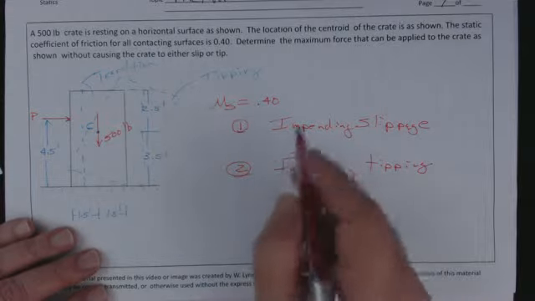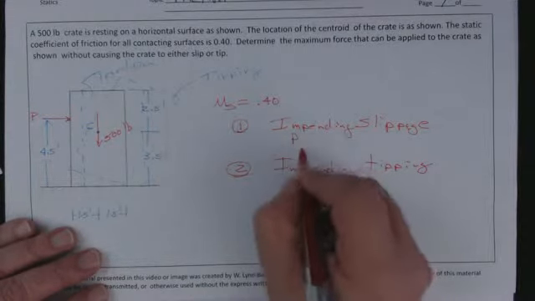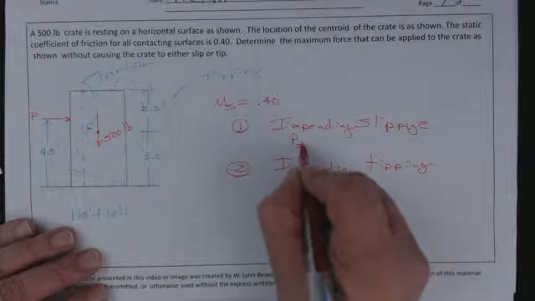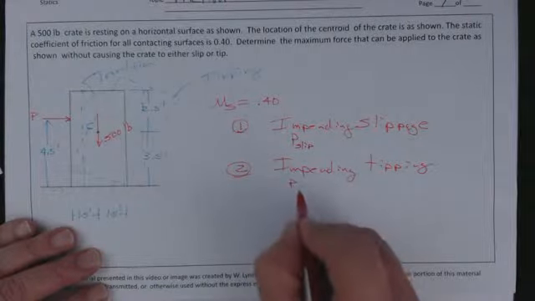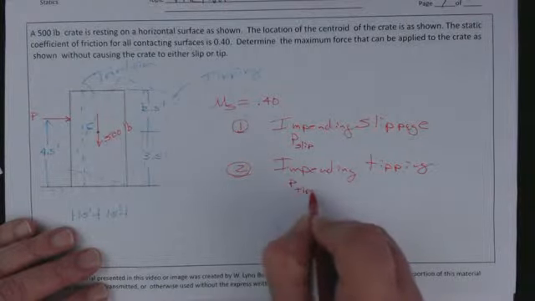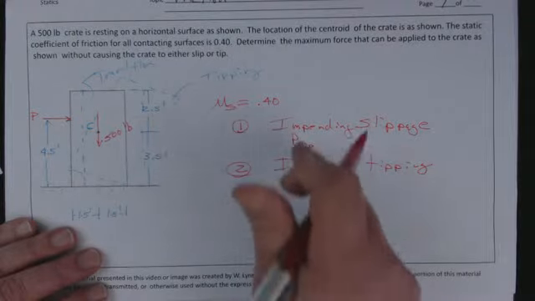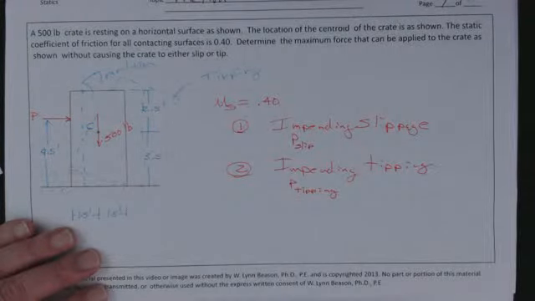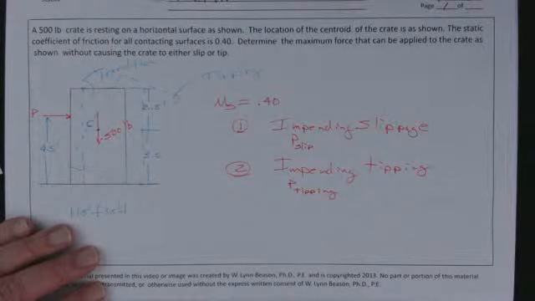Now, I'm going to get a P associated with slipping, and I'm going to get a P associated with tipping. One of those is going to be smaller than the other. The one that is smaller is the one that controls.